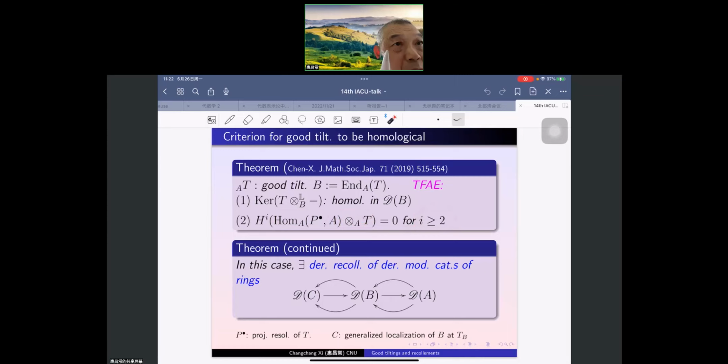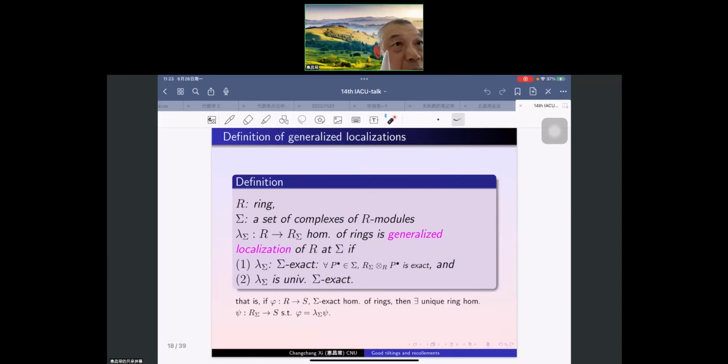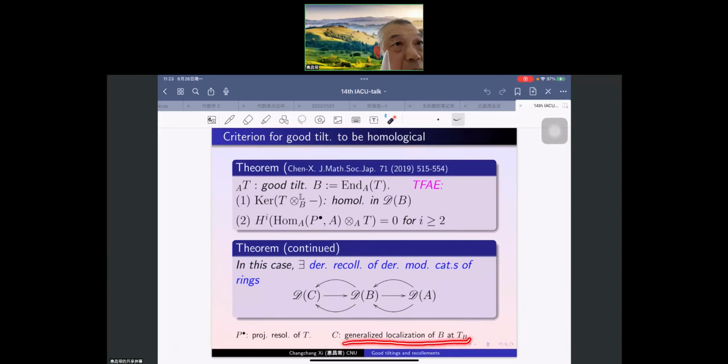Under these conditions, we have really a recollement, and the kernel of this functor really can be replaced by the derived category of a ring called C. In fact, this C is the generalized localization of B at the tilting modules. So in this case, we have really a description of the kernel of this tensor functor. And here you see this is a usual ring, this is a usual ring, and this is a usual ring. They live in the same category, or the same level. So what is this? We know this is a generalized localization.